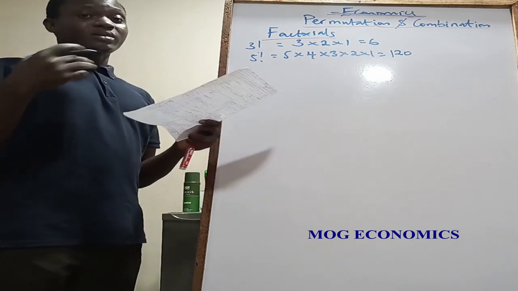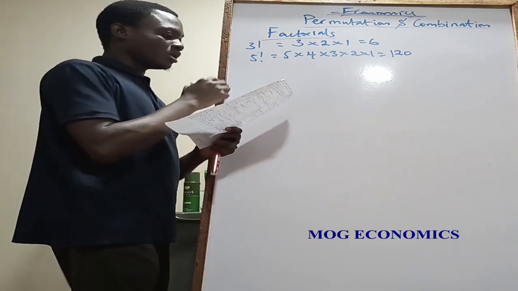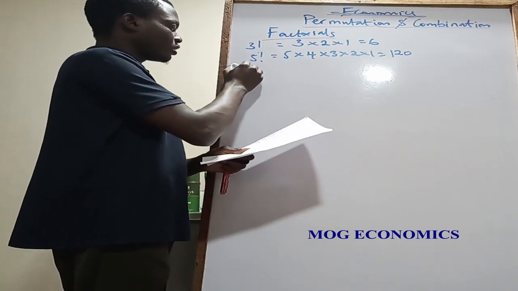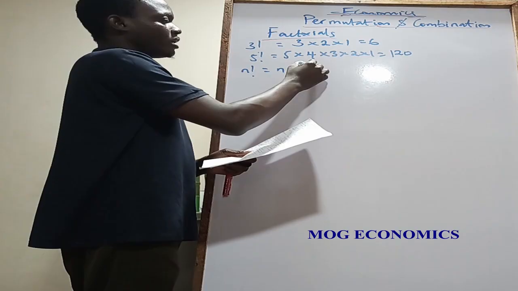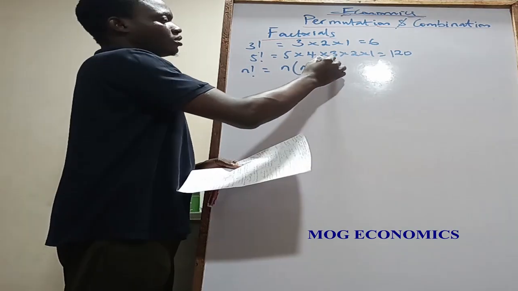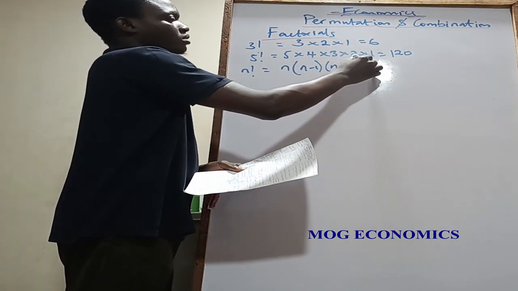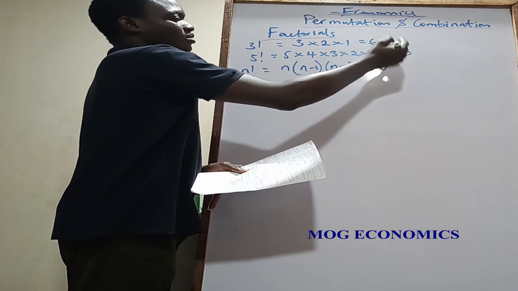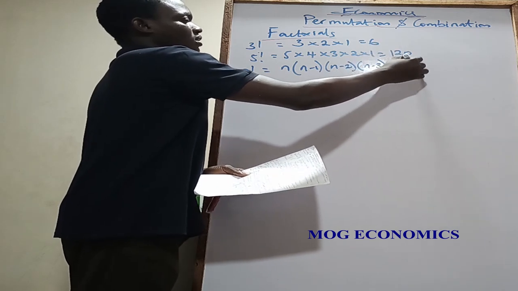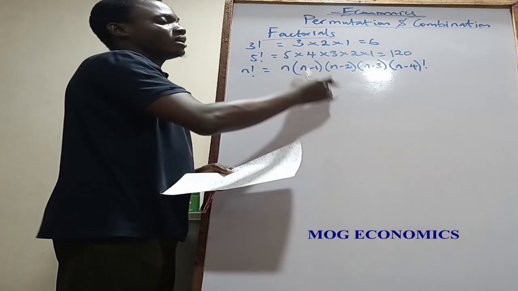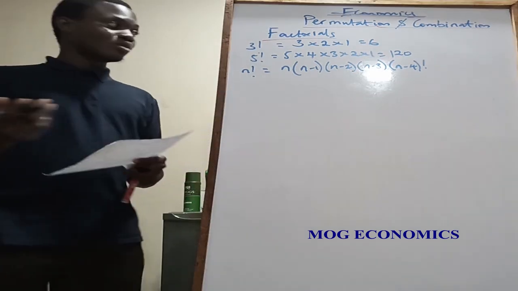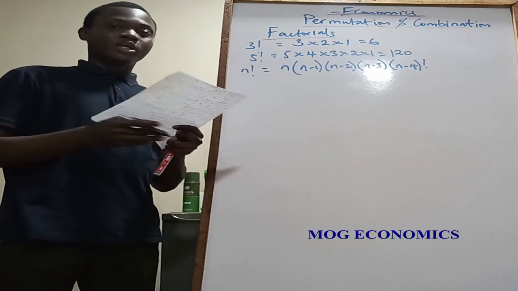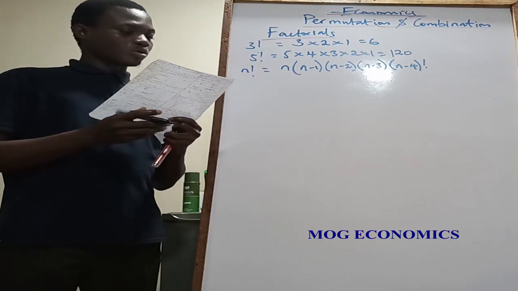So generally speaking, how do you express factorials? If you have n factorial, this is equal to n multiplied by n minus 1, n minus 2, n minus 3, n minus 4, and so on. If the number doesn't end there, then continue with n minus 5, and so on. That's just how it goes. You just keep subtracting 1 from the previous number, then you continue like that.